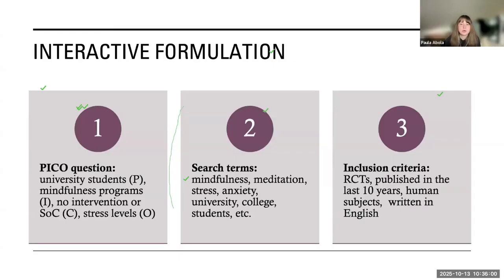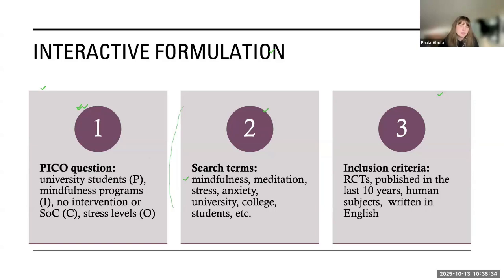And now if we just do a quick interactive formulation, I'm going to do this for you. So imagine we're planning a systematic review on the effects of mindfulness on stress reduction among university students, for example, like yourselves. First, we will want to structure this into the PICO question. So the population for us is university students. Intervention would be mindfulness programs. Comparator here would be no intervention or standard of care. And outcome is, of course, the stress levels in the students.